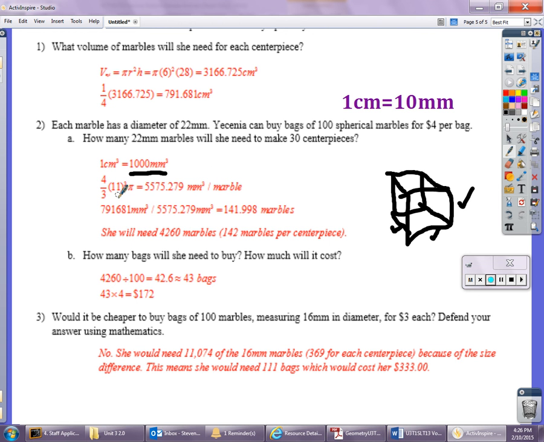You didn't really have to do this. They converted everything to millimeters. You could have actually made the 11 millimeters into 1.1 centimeters. But again, they found the final answer, which was 142 marbles per centerpiece. The price, 172, which is about 43 bags. And last, no, it would not be cheaper because of the difference. This means the 111 bags would cost her $333.